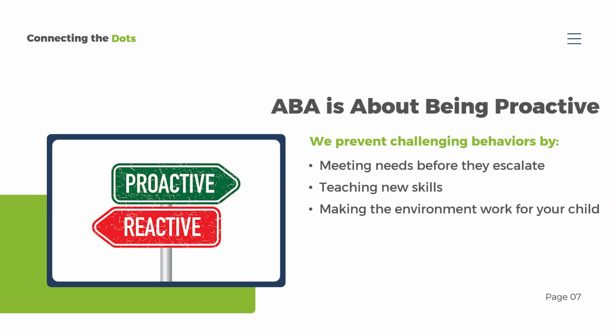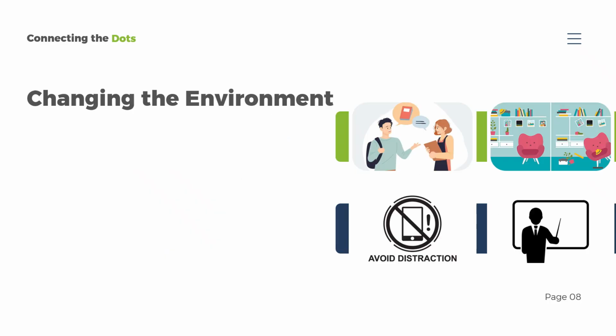Making the environment work for your child. This could mean changing routines, reducing noise, providing visual supports, or adjusting expectations. The goal is to design environments that promote success rather than frustration. By focusing on prevention and skill building, ABA empowers individuals to thrive, not just manage behavior. Let's discuss more about how we can make the environment work for your child.